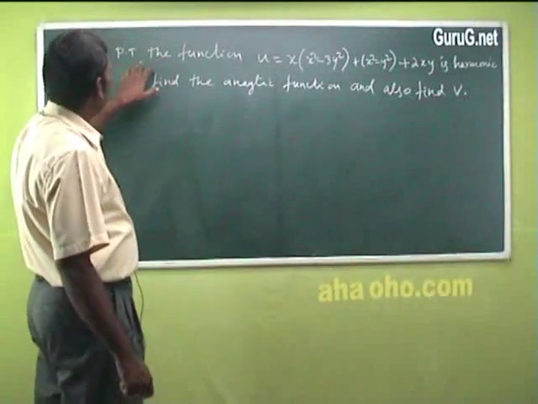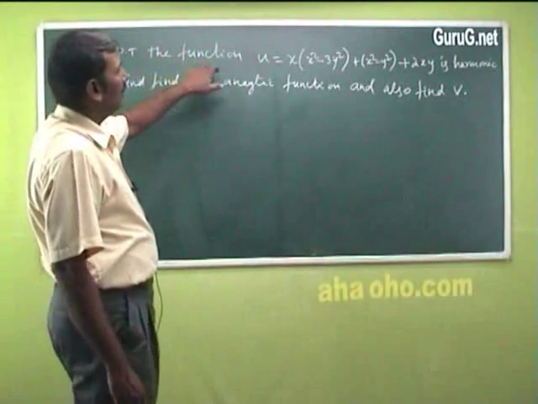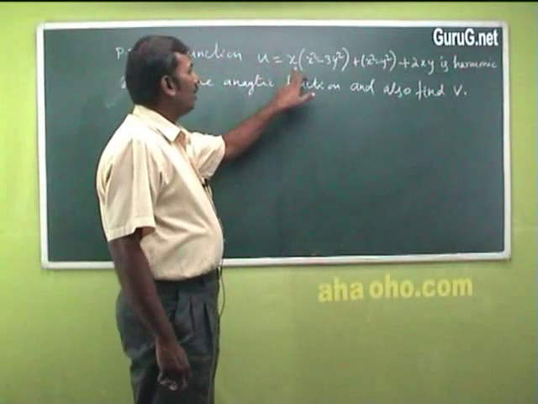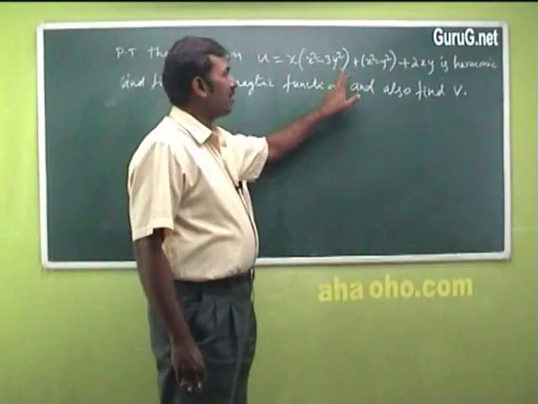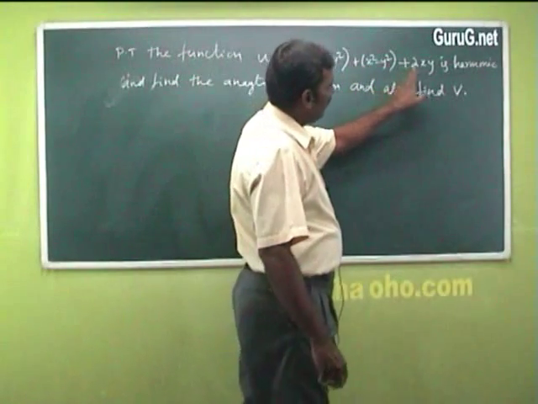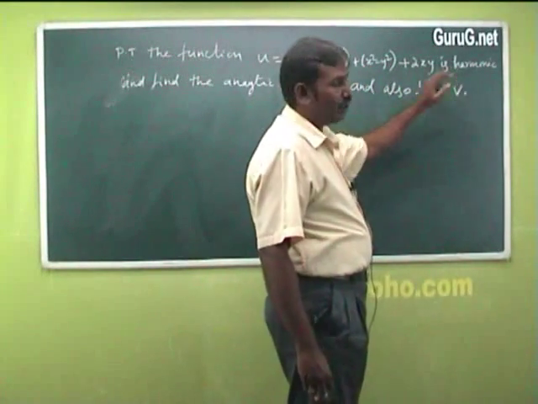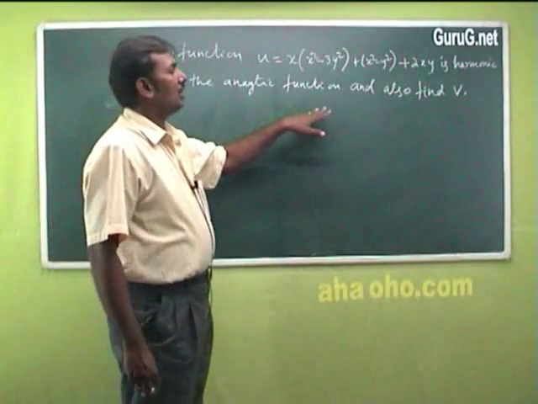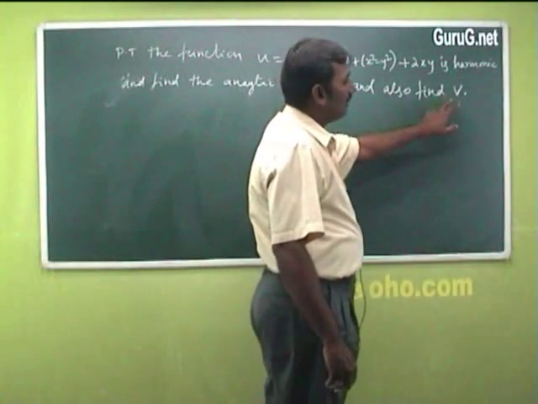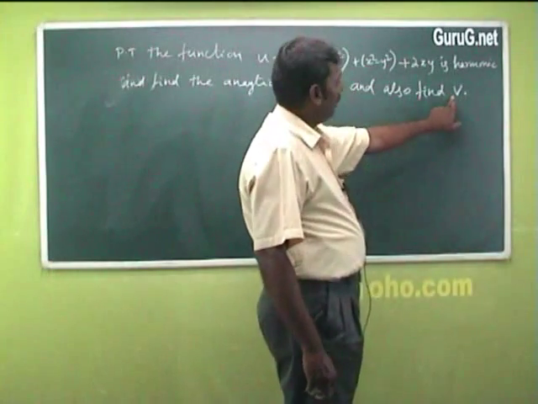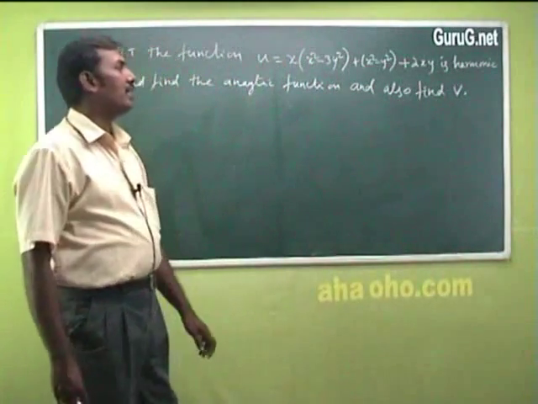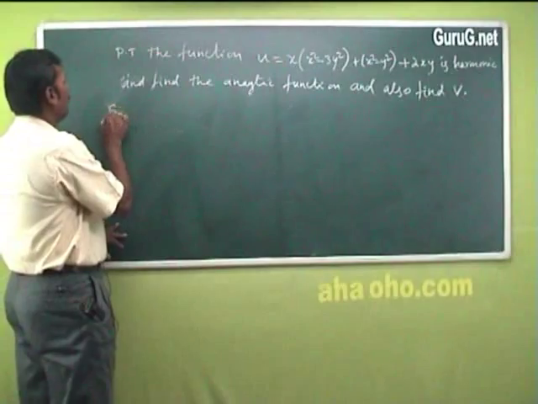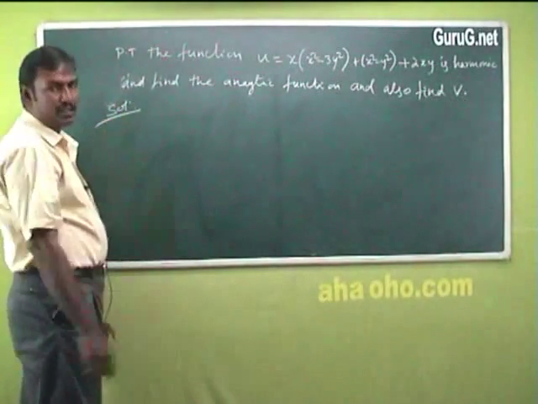So now listen to the problem. Prove that the function u equals x into (x squared minus 3y squared) plus x squared minus y squared plus 2xy is harmonic, and find the analytic function and also find the conjugate harmonic v, right? To show it is harmonic, what do we have to say? I have to prove that it satisfies the Laplace equation, right?